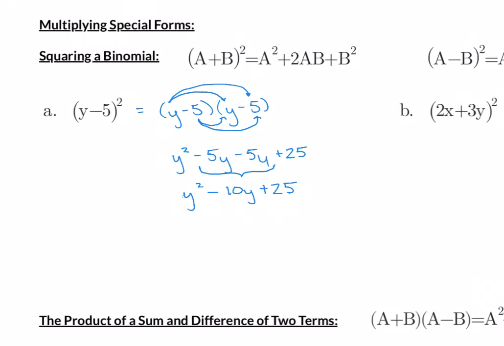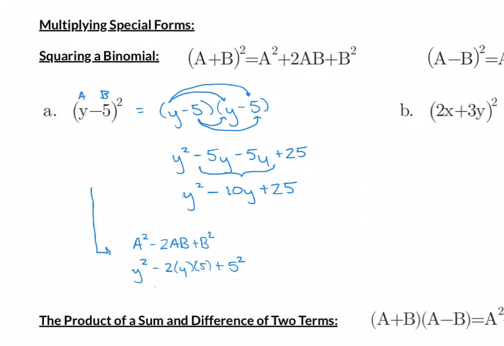Now, if you want to use the formula, because you can, what we're going to do is let A be y, let B be 5, and we want to use our second formula, the A minus B. So if we plug this in, remember this is going to be A squared minus 2AB plus B squared. If we plug in, we get y squared minus 2 times y times 5 plus 5 squared.